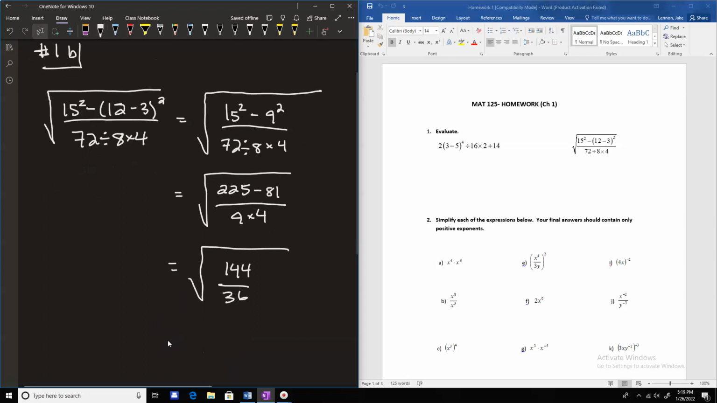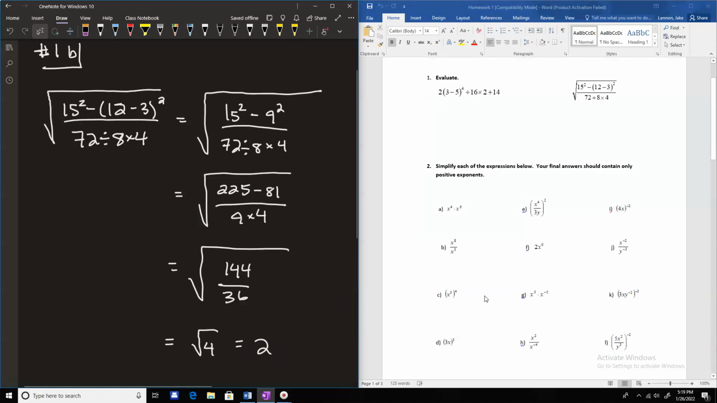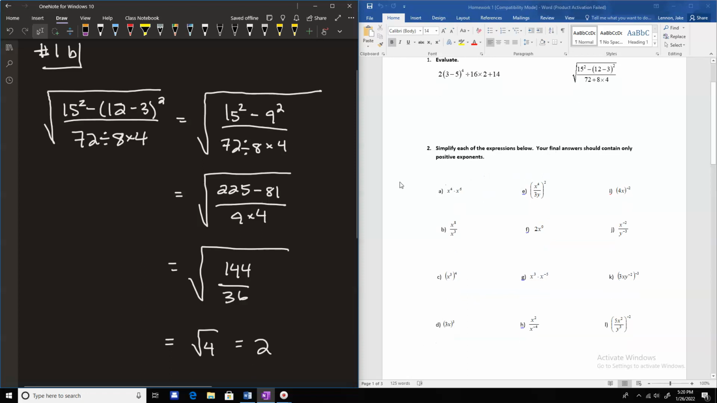So let's see. How does that simplify? So 144 is 12 times 12, and 36 is 6 times 6. So this is just the square root of 4. And the square root of 4 is 2. So that problem simplifies all the way down to 2. For number 2, please remember that your final answer should only contain positive exponents.